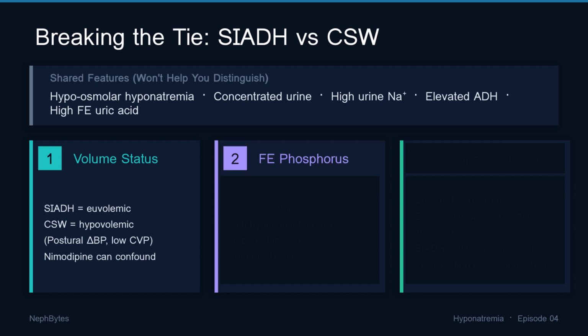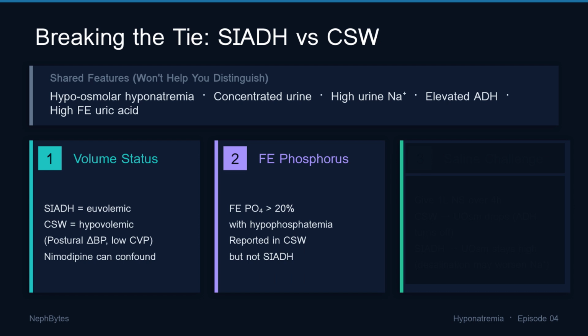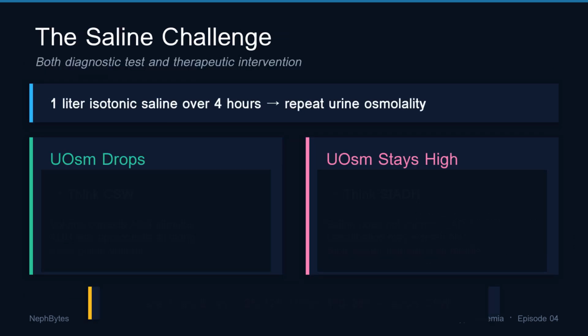The second clue is the fractional excretion of phosphorus. In the setting of hypophosphatemia, a fractional excretion of phosphorus above 20% has been specifically reported in CSW but not SIADH. The threshold is 20% and this patient is right at it. The third clue, and this is the most clinically useful one, is the saline challenge. The team gives a liter of isotonic saline over 4 hours.